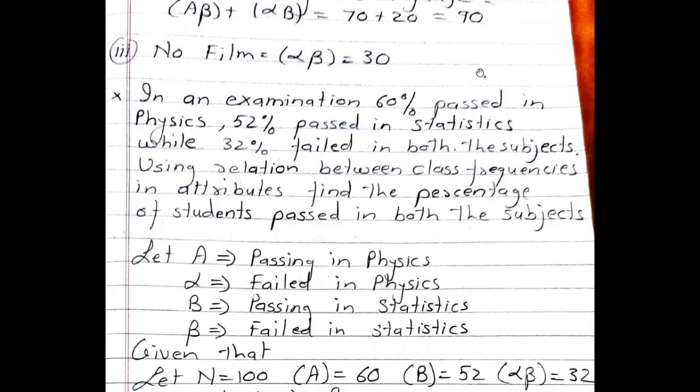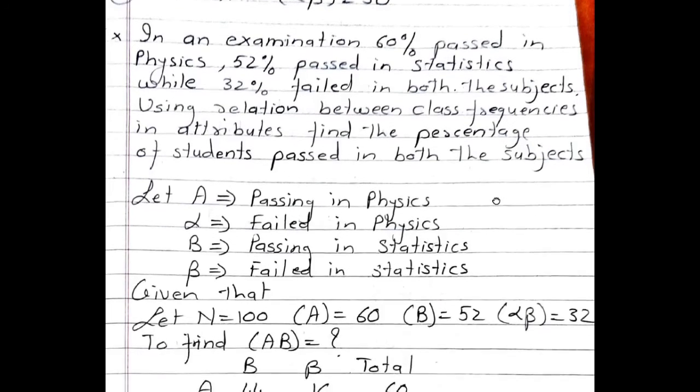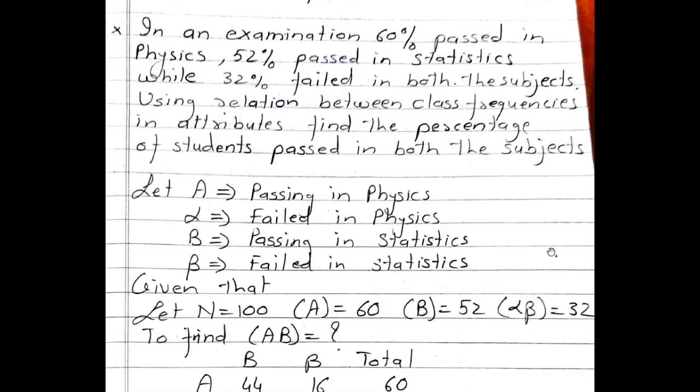Next example, in an examination, 60% passed in physics, 52% passed in statistics, while 32% failed in both the subjects. Using the relation between class frequencies in attributes, find the percentage of students who passed in both the subjects. So see the information which is given.